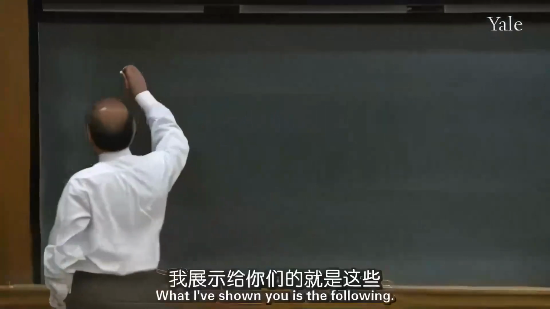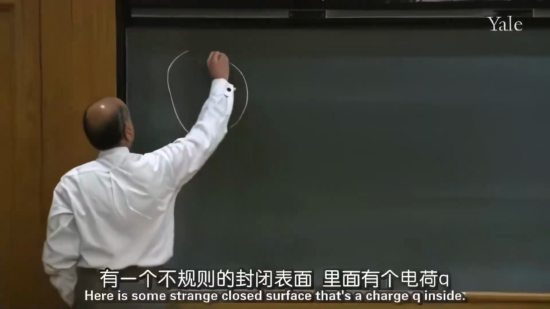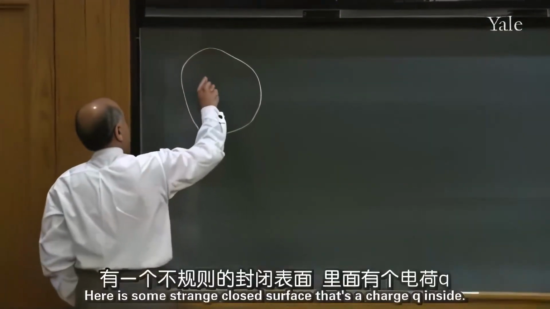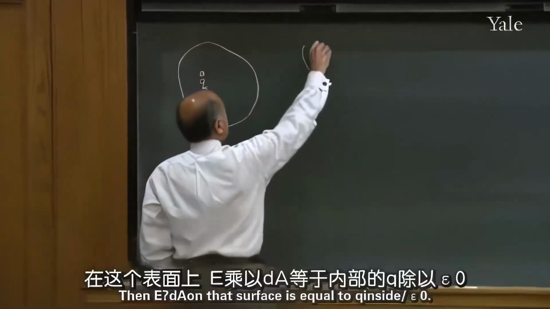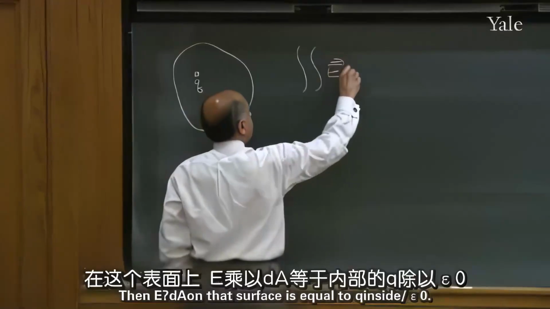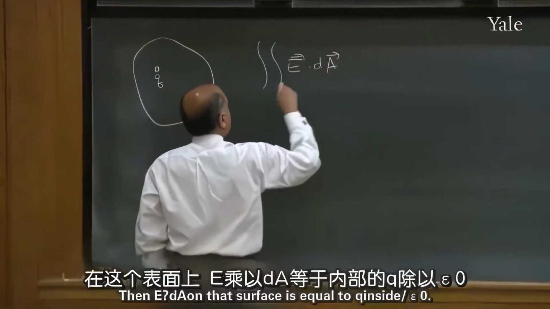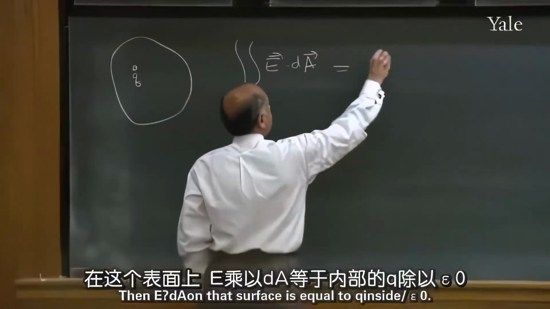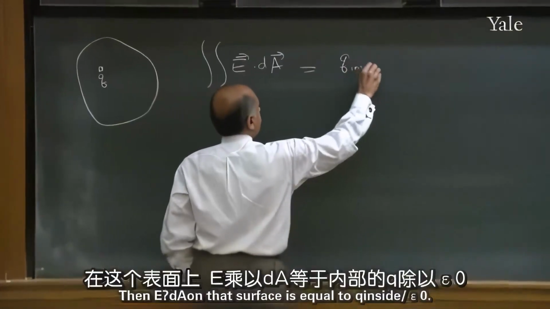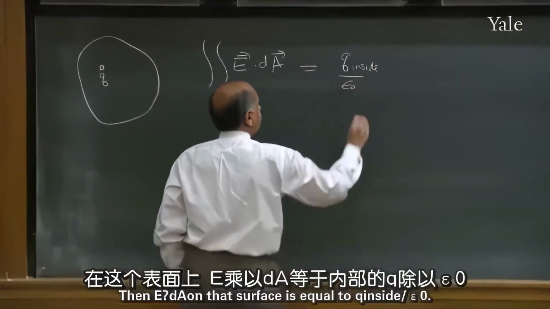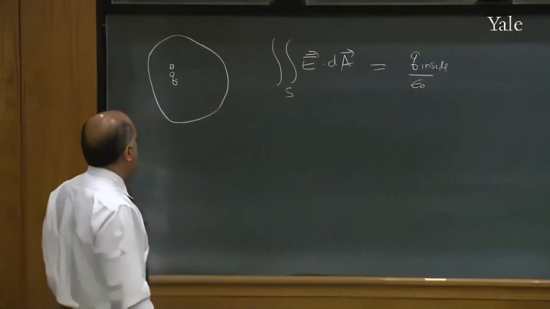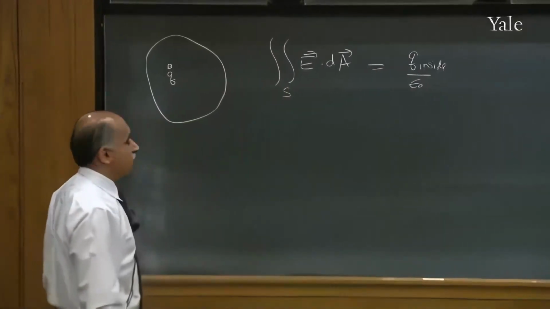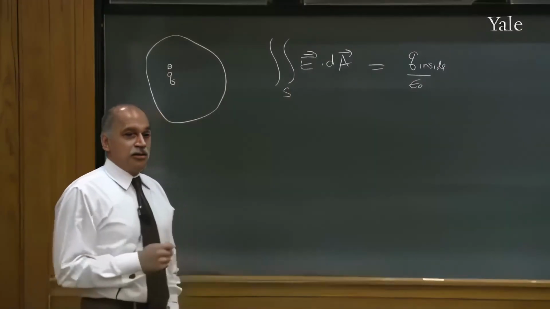What I've shown you is the following. Here is some strange closed surface. There's a charge Q inside. Then the closed surface integral of E dot dA on that surface is equal to Q inside over epsilon 0. This is not yet the theorem, but this is the case for one charge.